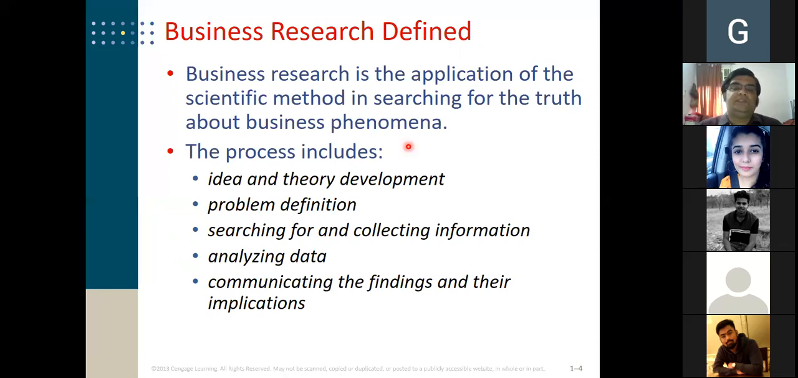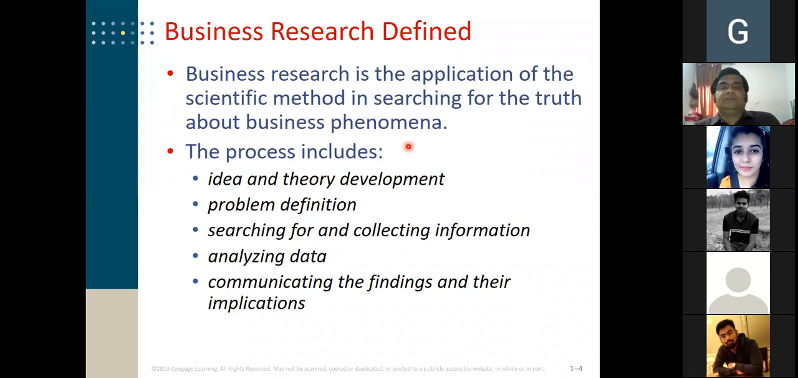Scientific method in searching for the truth about business phenomena, right? So, what is this business phenomena? Motivation, employee motivation, right? Customer satisfaction, general business. If we talk about any business, it's a business phenomena. So business research is the application of the scientific method in searching for the truth about the business phenomena.